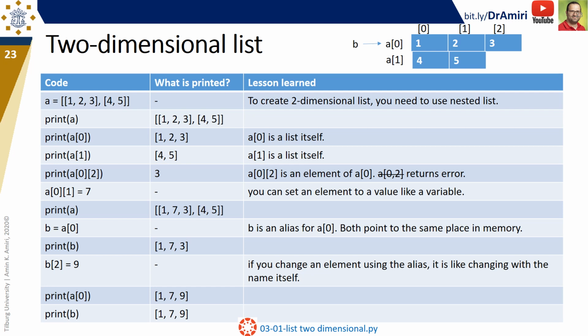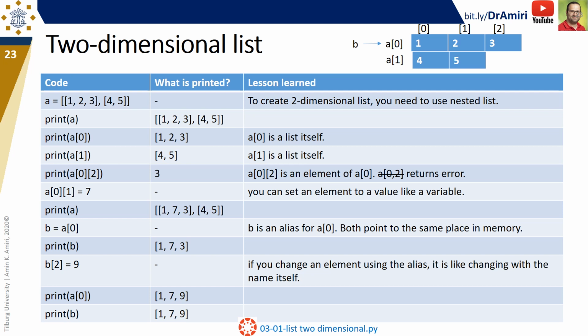So if you try to print A, you will see the same brackets and numbers. But if you try to print A bracket 0, then you will see only the first row of this list, which is 1, 2, and 3. And if you want to have access to an element of this two-dimensional list, like the element in the 0th row, which is 1, 2, 3, and the third column, then you need to use two brackets.